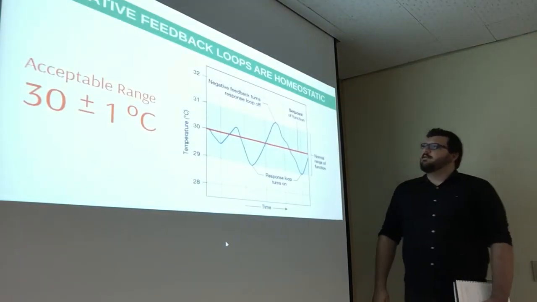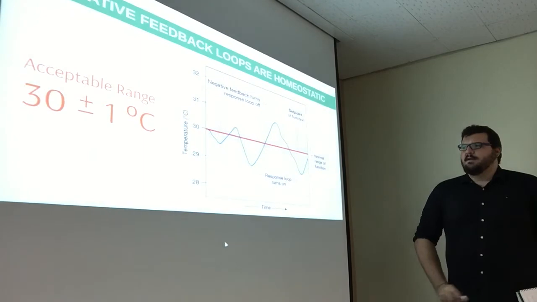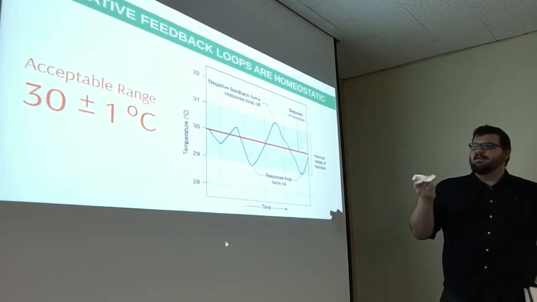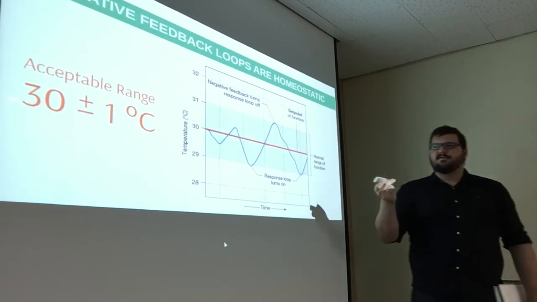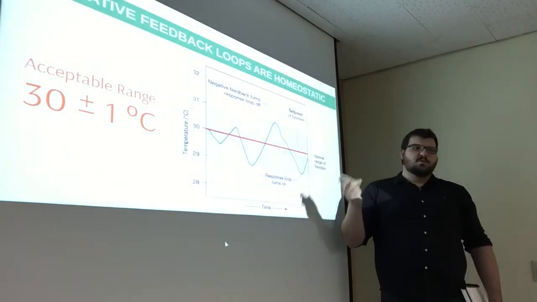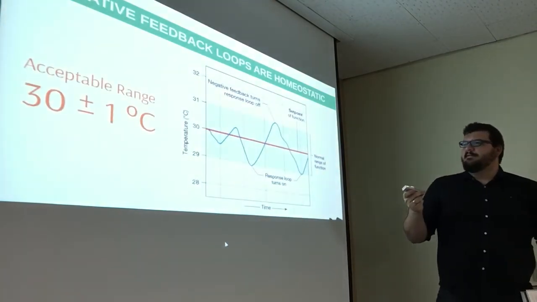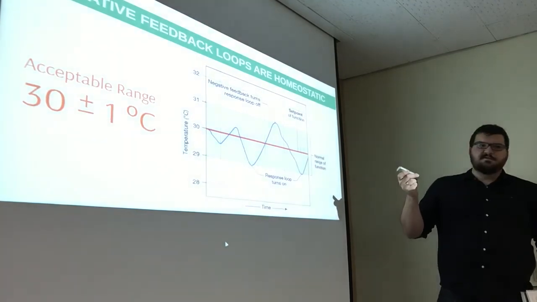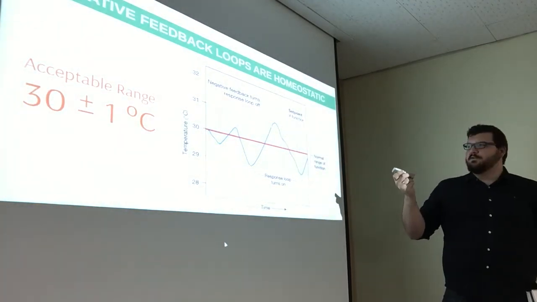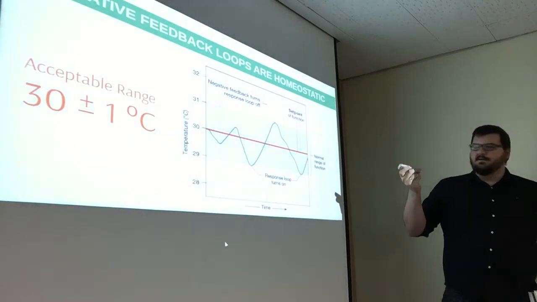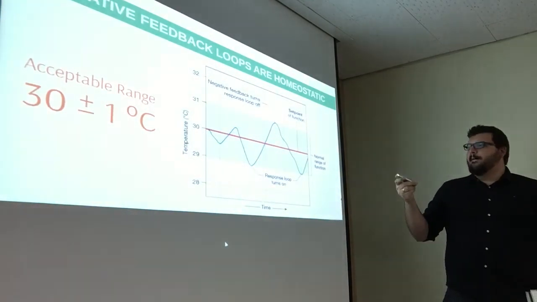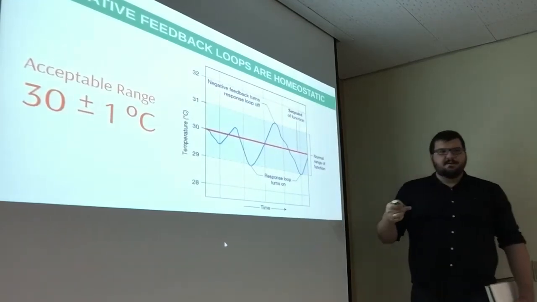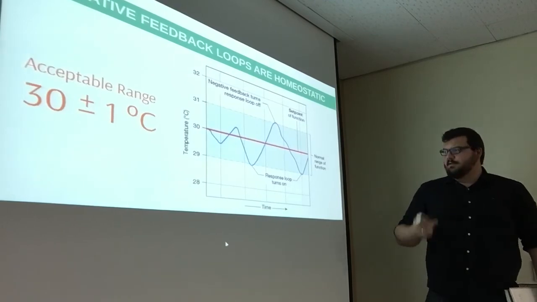Negative feedback loops are homeostatic. Why? Because, for example, the acceptable range is 30 degrees plus 1 or minus 1. So you have 30 degrees and the temperature grows by 1. You have a negative feedback that needs a response to slow down this temperature. Okay, so it will generate a response to take an action in this place.